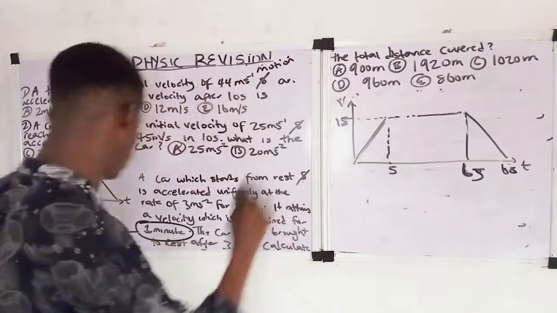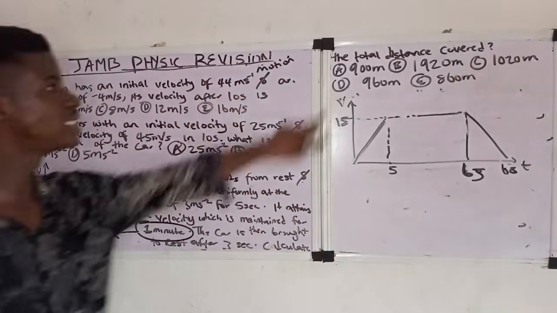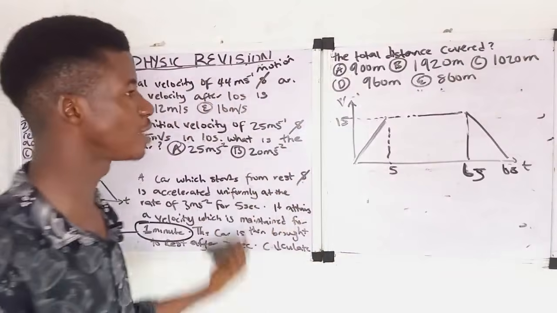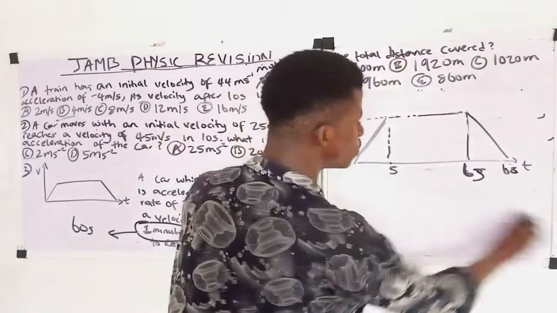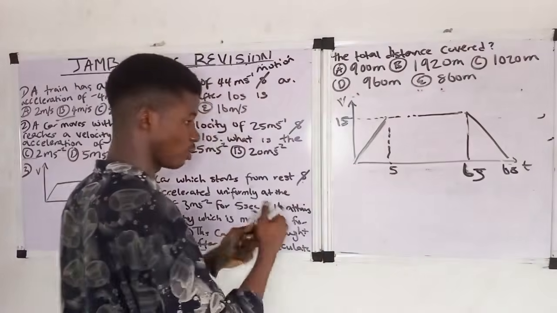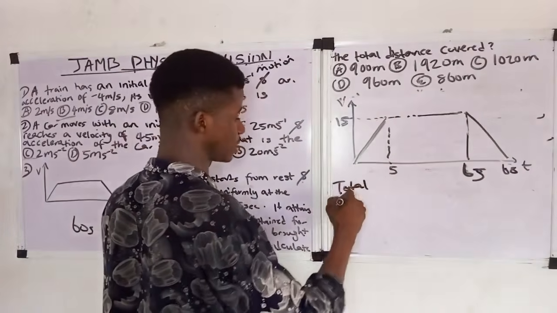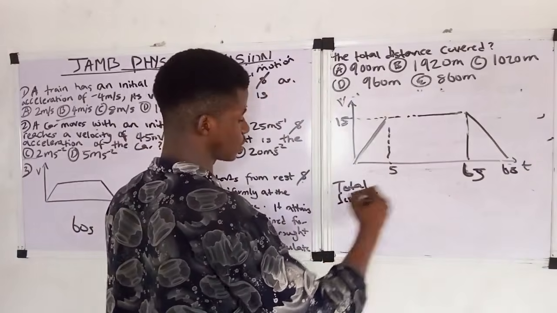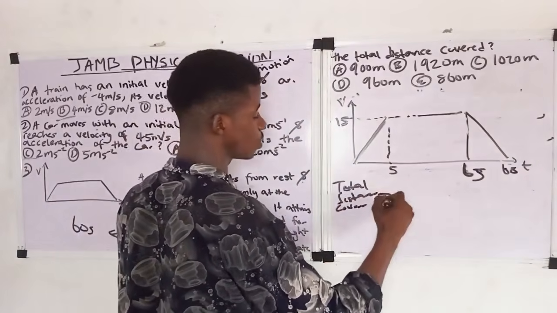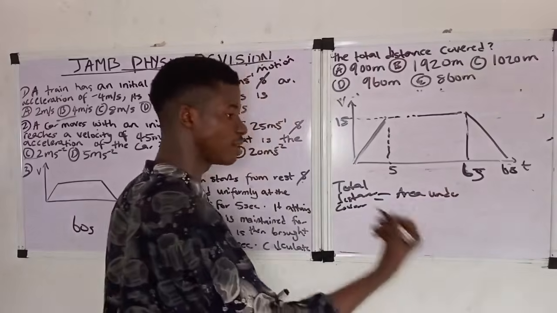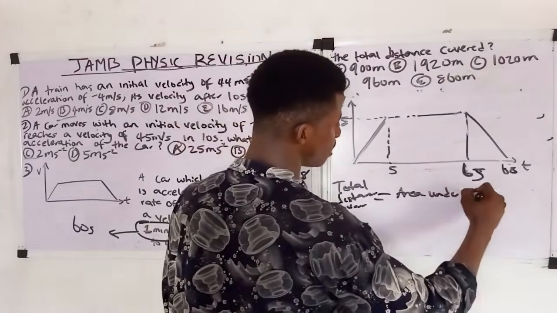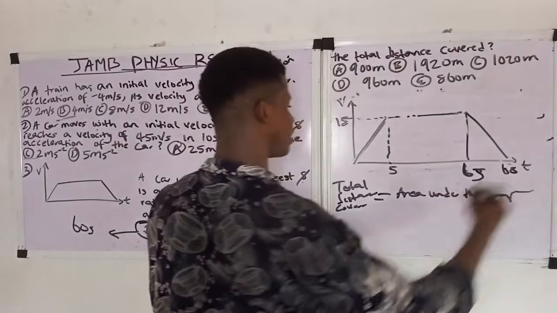Yes. Now let's go to the question. They said calculate the total distance covered. So how are we going to calculate the total distance covered? It's very easy. The total distance covered usually equals the area under the graph. Area under the graph. Okay, area under the graph.